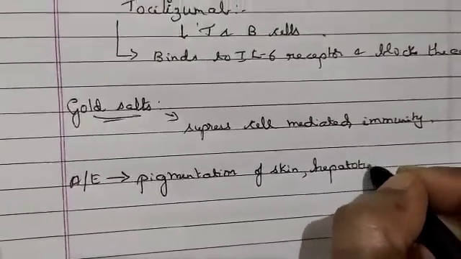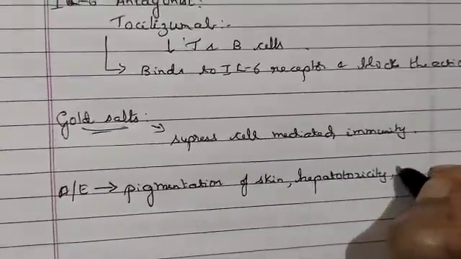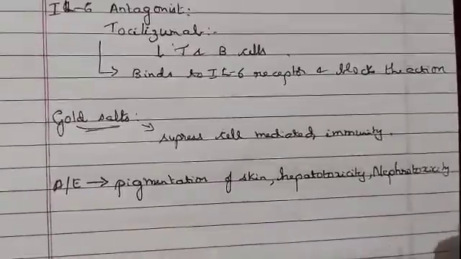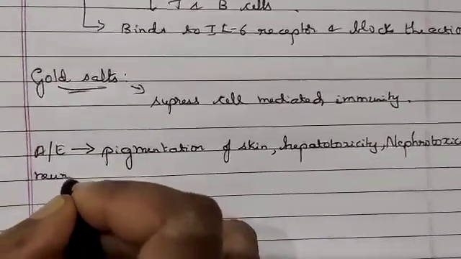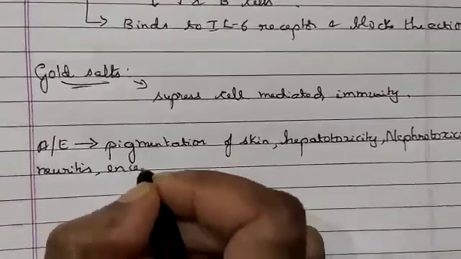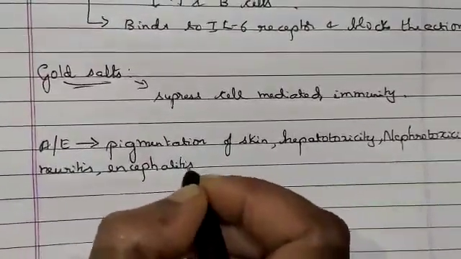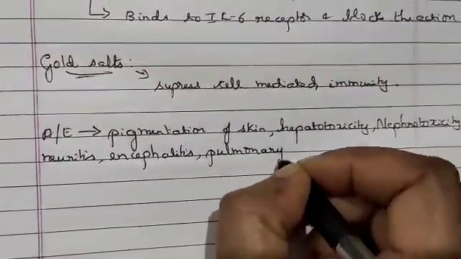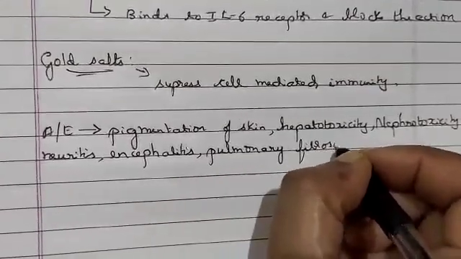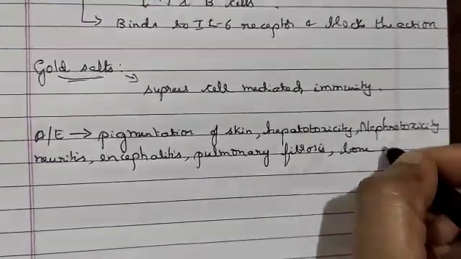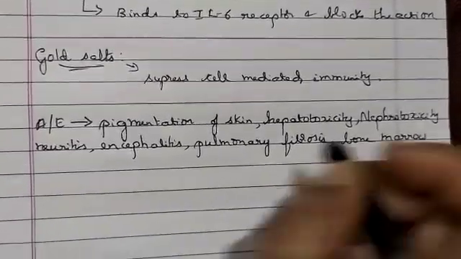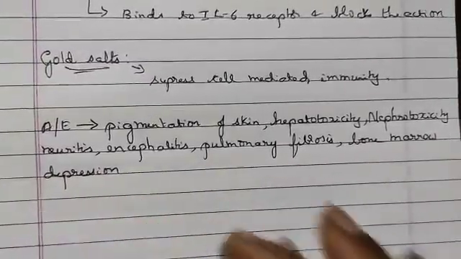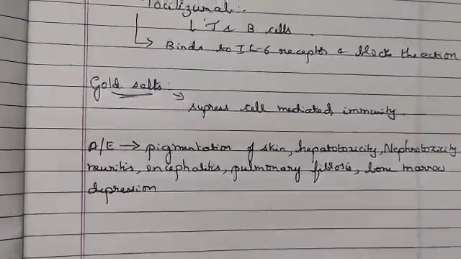hepatotoxicity, nephrotoxicity, neuritis, encephalitis, pulmonary fibrosis, and bone marrow depression. So this is regarding gold salts.